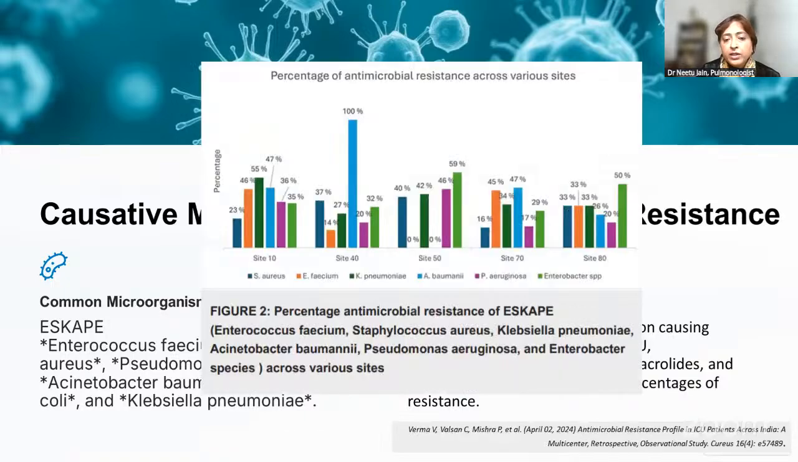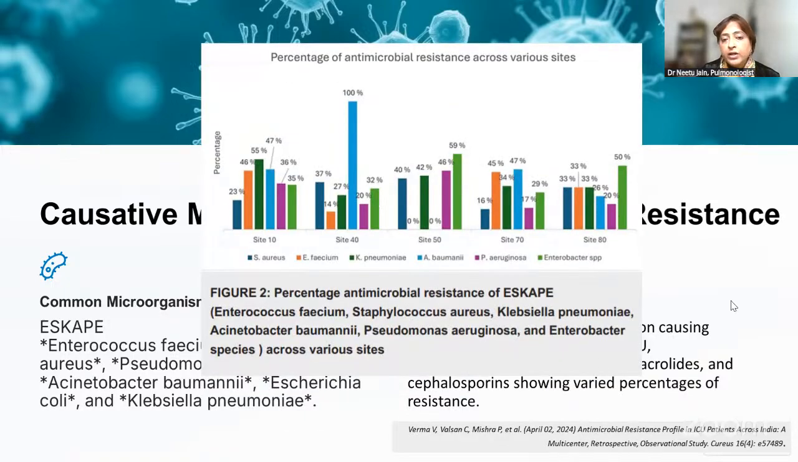So if you look at this data, the site had 100% resistance to antibiotics. In case of Acinetobacter these days in our ICU, second only to Klebsiella, which is emerging as the most common organism. So these ESKAPE organisms are the most common organisms for any hospital-acquired or ICU-acquired infection.